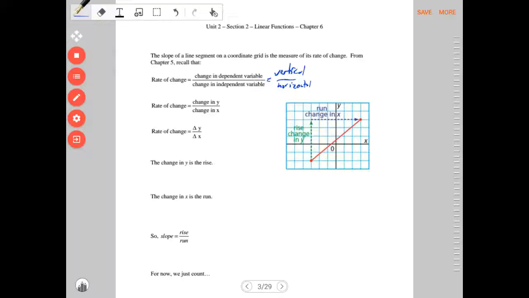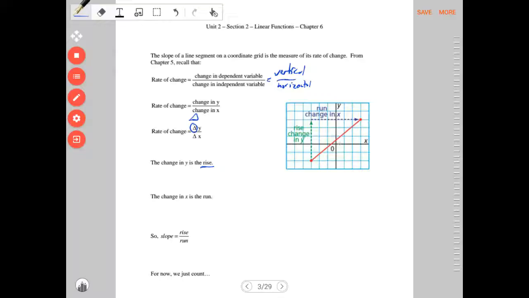Okay, well, the vertical, of course, is the change in y. So rate of change is change in y over change in x. Now, in math and science, we use this funny little Greek letter delta, and that is just a triangle. It means change in. So the rate of change is change in y divided by change in x. Greek letter delta. The change in y, we call that the rise. So the change in y is the rise.